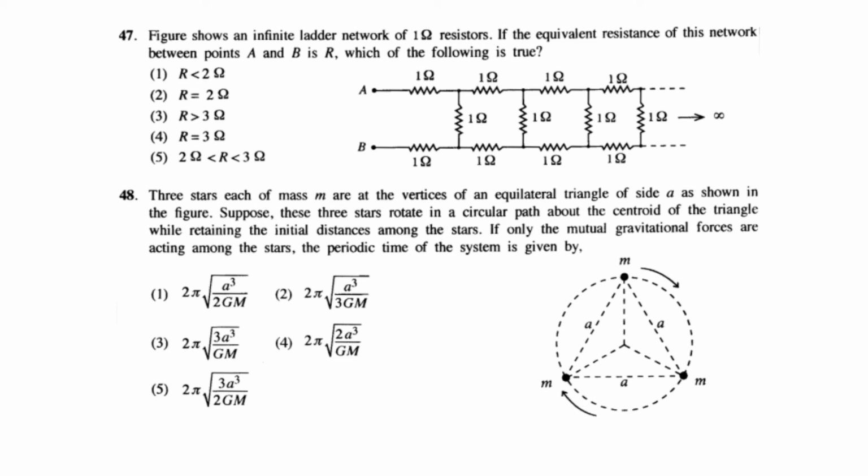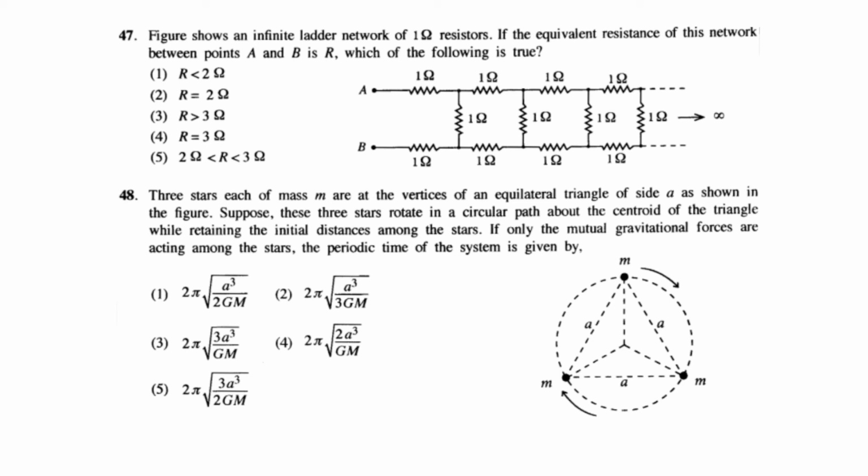Question number 48. 3 stars, each of mass m, are at the vertices of an equilateral triangle as shown in the figure. These 3 stars rotate in a circular path about the centroid of the triangle. The initial distances among the stars remain unchanged. If only the mutual gravitational forces are acting among the stars, they are asking for the periodic time of the system. For the convenience, we take these masses as A, B, C.